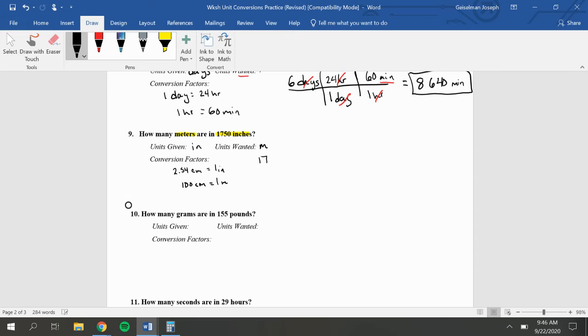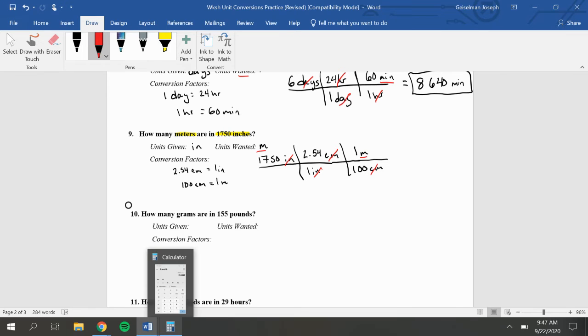I start with what I began with, 1750, and that's in inches. And I know that 1 inch, right, is equal to 2.54 centimeters. I can cancel out my inches, and I'm left with centimeters, which isn't what I want, but it gets me there, right? So now I can go 100 centimeters, and I can put 1 meter up top because that's where I want to be in the end. My centimeters cancel. I'm left with meters, which is what I want, so I can be done and I can start multiplying.